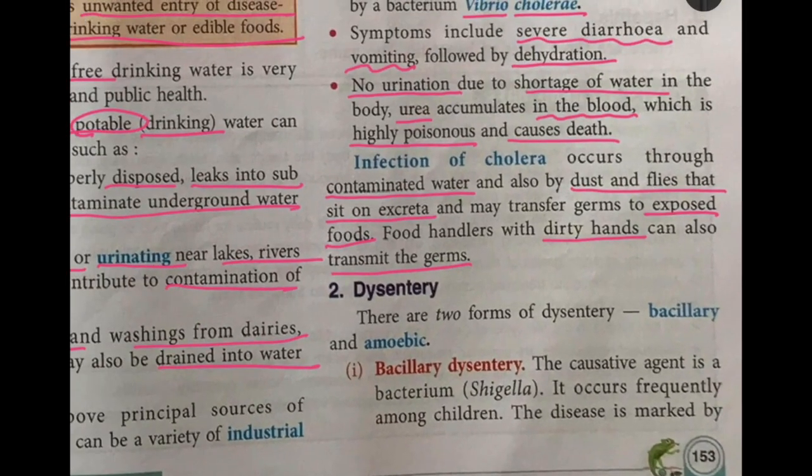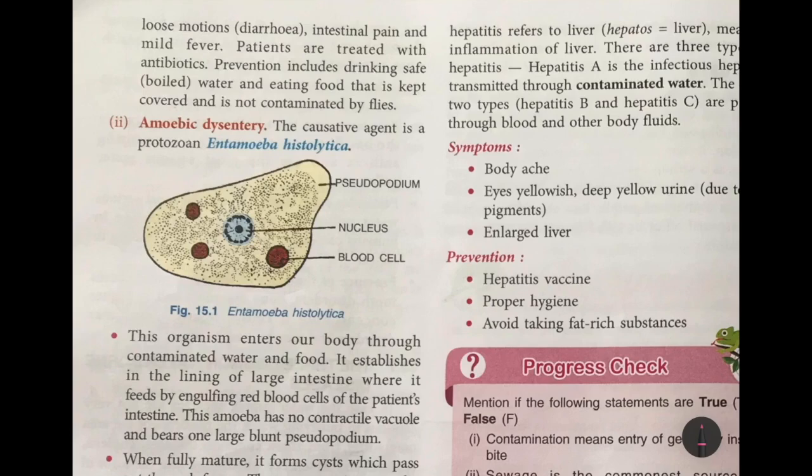Next is dysentery. Now there are two types of dysentery: bacillary and amoebic. The causative agent, that is the germ which causes bacillary dysentery, is a bacterium known as Shigella. These are very important, children. You need to learn the names. You find bacillary dysentery among small children. The children will suffer from loose motion, that is diarrhea, intestinal pain, abdomen pain, and mild fever. Mild fever means less fever. And patients are treated with antibiotics since it is caused by bacteria.